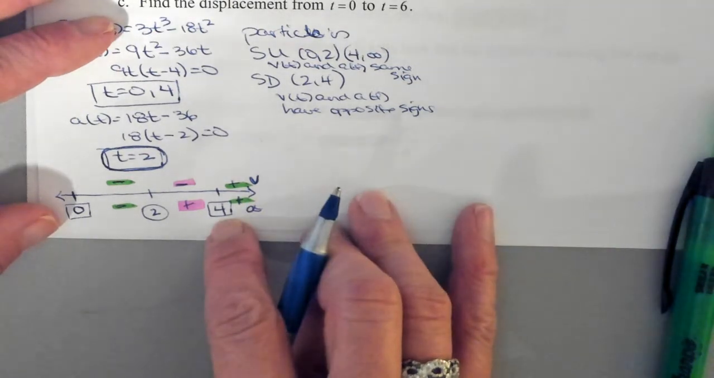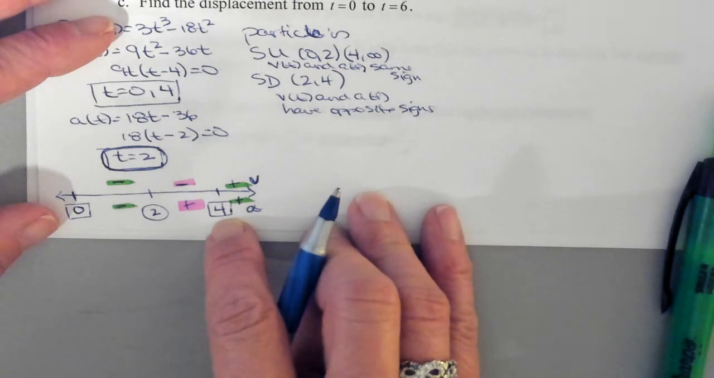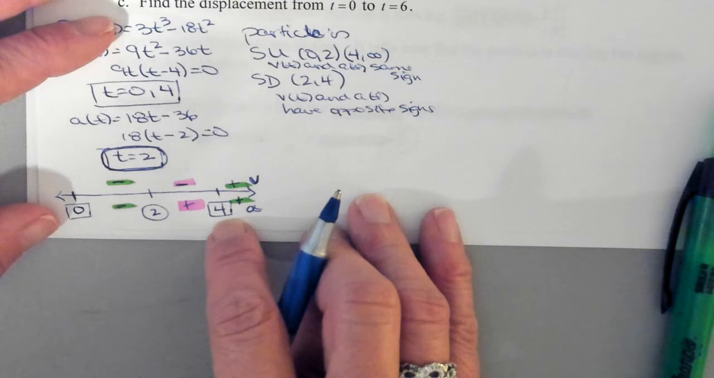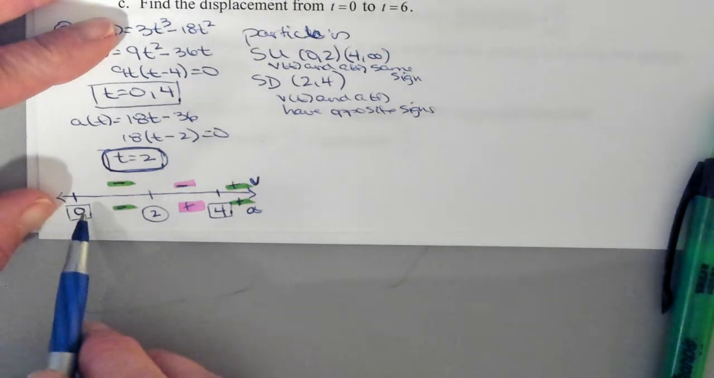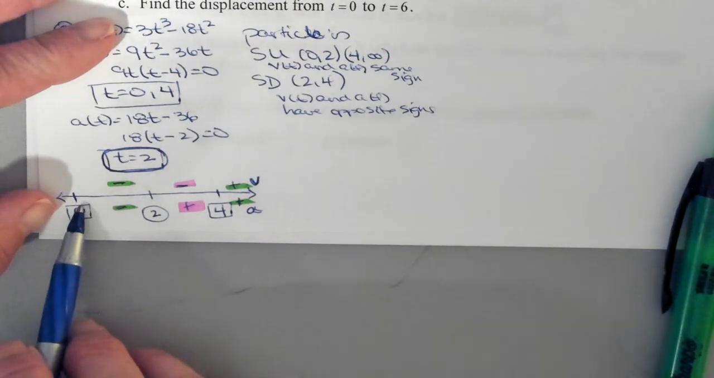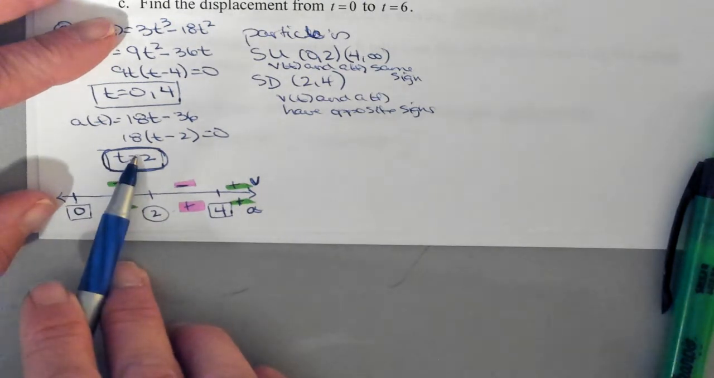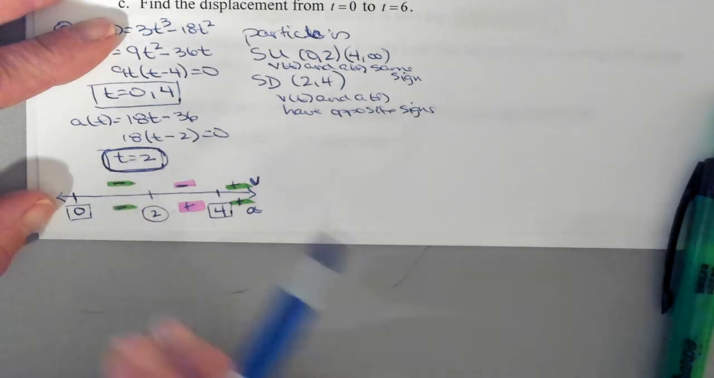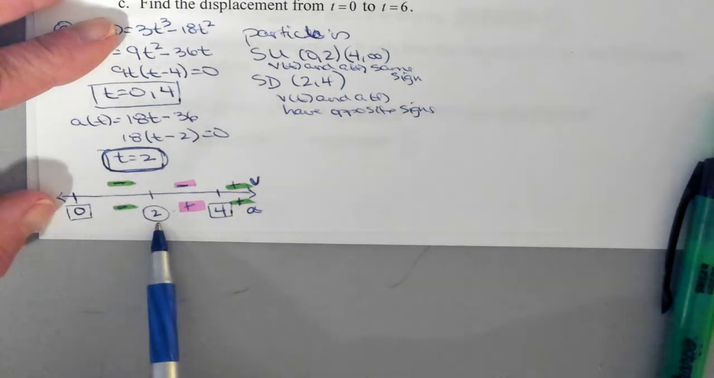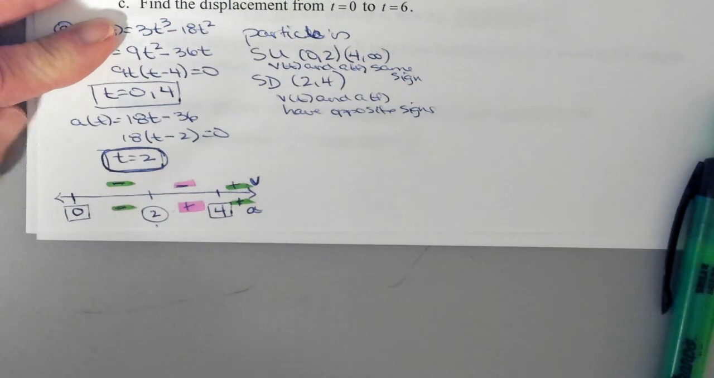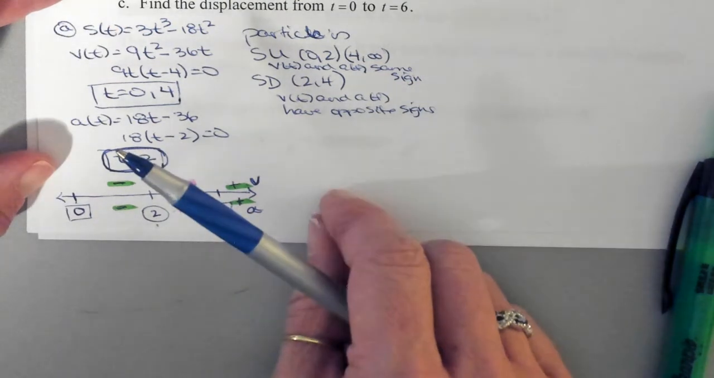Zero, and why are we not plugging in 0 and 4? Because you have to compare the time intervals. So I need to know what's happening to velocity and acceleration from 0 to 2, because 2 is a critical number for acceleration. That means at that point acceleration is equal to 0. Okay. Questions on part A?